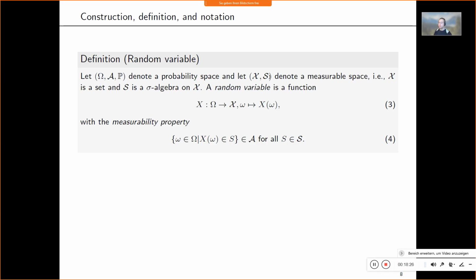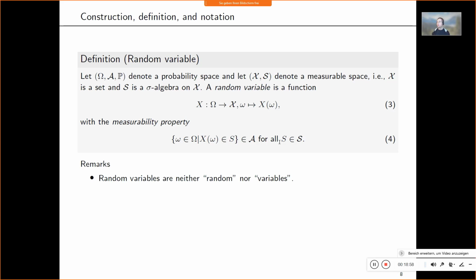So which means that all pre-images of all sets in the sigma algebra S are in the original sigma algebra, because then we can assign a probability to each S in the sigma algebra calligraphic S. And this mathematical definition of a random variable has, of course, some interesting features. So although it's called a random variable, there's nothing random in it.